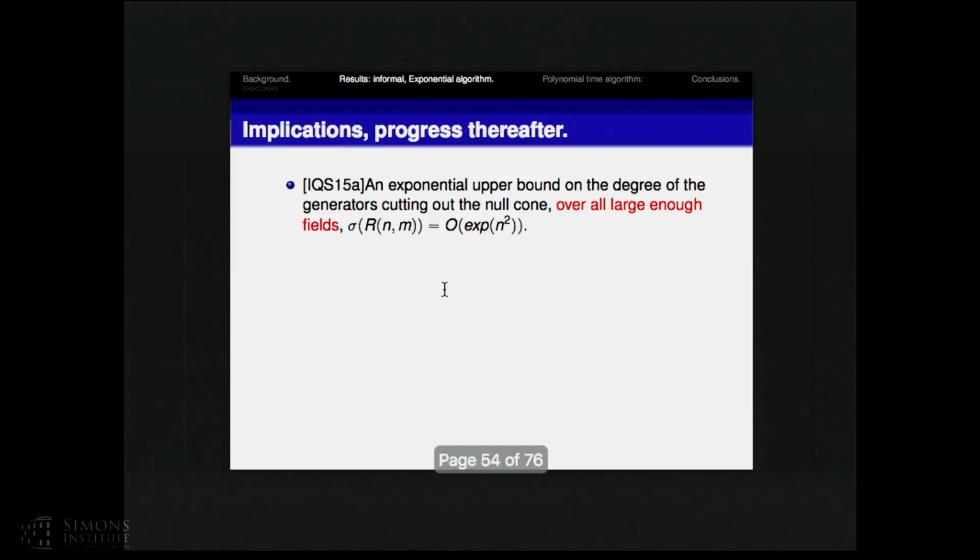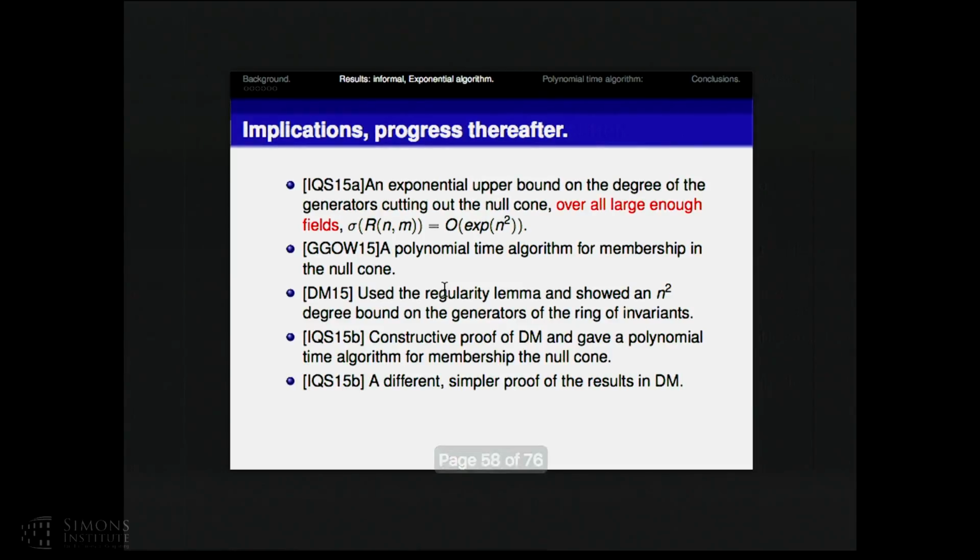I'll just take one more minute and then describe what was known soon after we published this result on the exponential time algorithm. GGOW, Garg, Gurvits, Oliveira and Wigderson showed a polynomial time algorithm for membership in the null cone. Then this was improved by Derksen and Makam, who showed that there is an n squared degree bound on the generators of the ring of invariants, which is a remarkable result actually. Then what we did was we observed that we can constructivize their results, and in fact there is a far simpler proof of the results in Derksen and Makam. So maybe I'll just stop at this point.